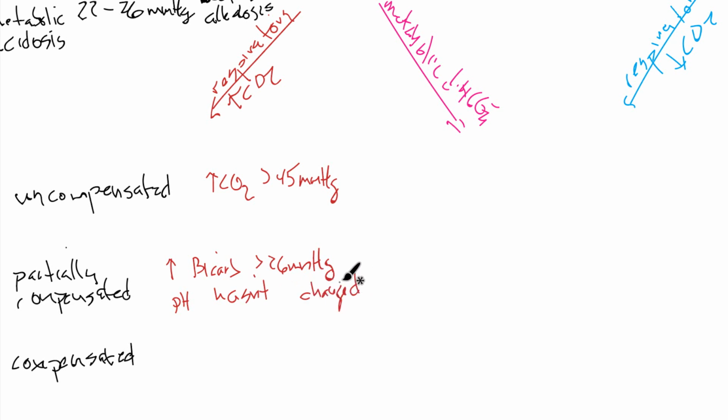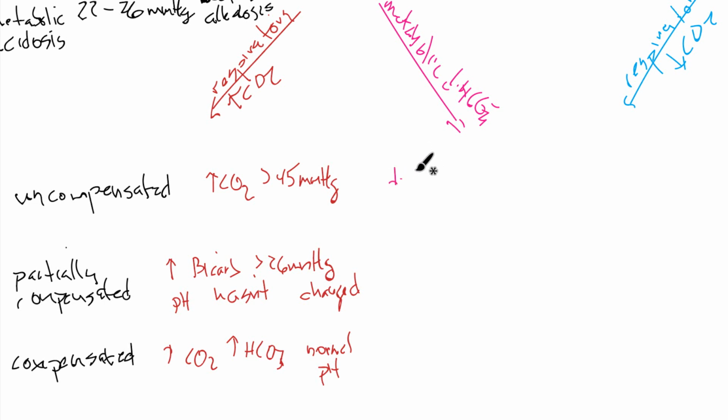And then what finally makes it compensated is if you have high CO2, high bicarb, and normal pH. So once we've gotten enough bicarb to get the pH to normal, then it's called compensated.